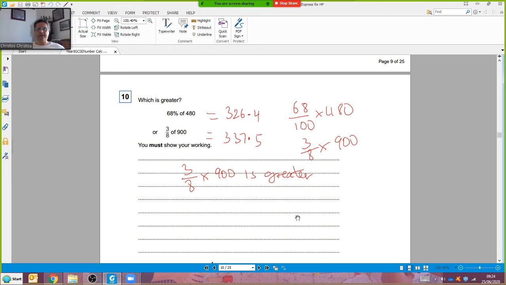So this is what I did. I went 68 divided by 100 times 480, and there's my answer. Then I said 3 divided by 8 times 900, and there's my answer. Now I can see that this beats that. So I give the conclusion: 3/8 of 900 is greater. Finished. 5 marks. I reckon it would be working, answer, conclusion. There's your 5 steps.